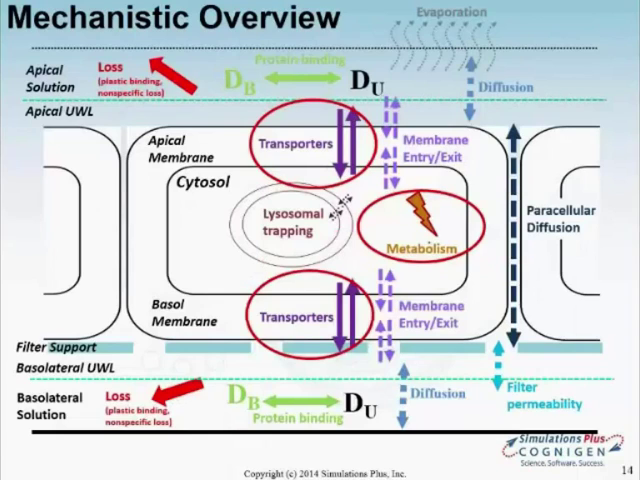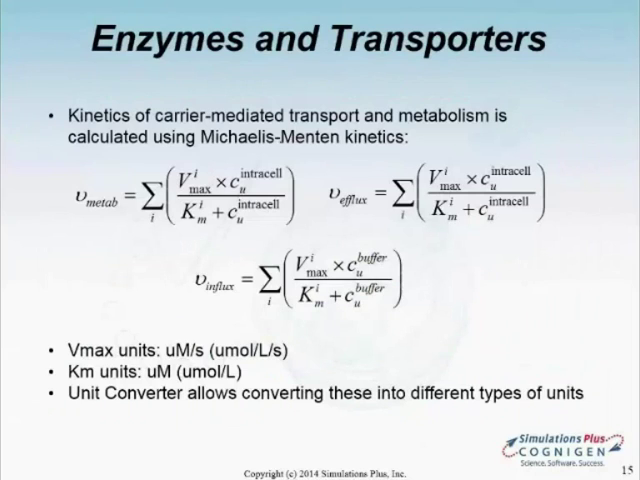For transporters and possible metabolism inside of the cells, as you would expect, we are using the Michaelis-Menten kinetics, utilizing the relevant unbound concentrations: either unbound concentrations in buffer for the influx transporters, and the unbound intracellular concentrations for efflux transporters and for metabolism inside of the cells.